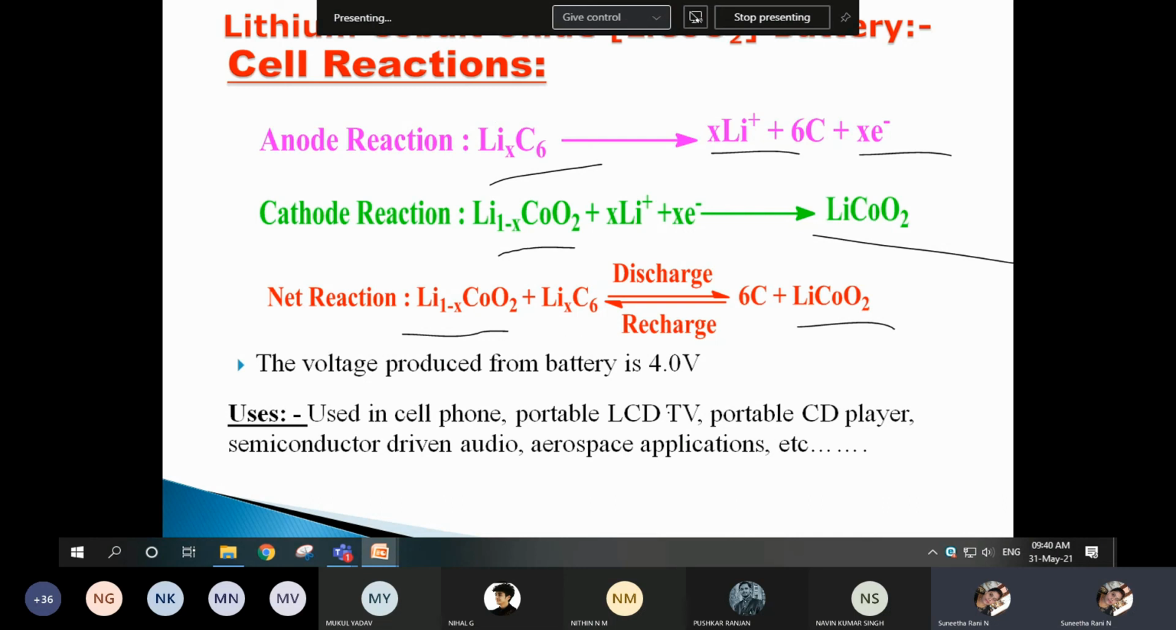What is the voltage produced during this discharge and recharge process? It is about 4 volts, so high energy is liberated. Because of this, it is used in cell phones, LCD TVs, portable CD players, semiconductors, audio, and aerospace applications. It is applied there as devices.